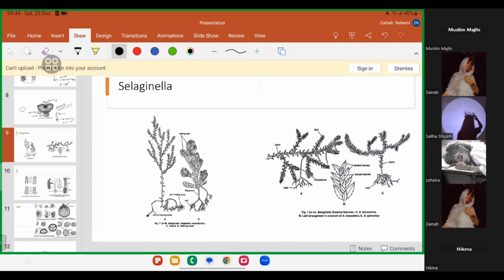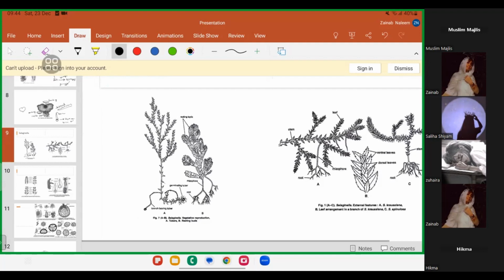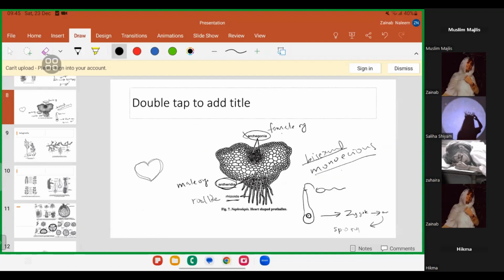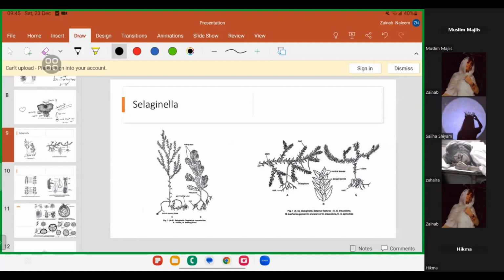So this is the vegetative part. This is the Selaginella you can see. Gametophytes are reduced in structure and short-lived, partially dependent on the sporophytes. So here they are saying that the gametophyte is reduced and short-lived, and it is partially dependent on the sporophyte. In the Nephrolepis, we said that the gametophyte is independent of the sporophyte, which means it can produce its own food. It is green in color and everything. But in the Selaginella also we have the gametophyte, but it is partially dependent on the sporophyte.